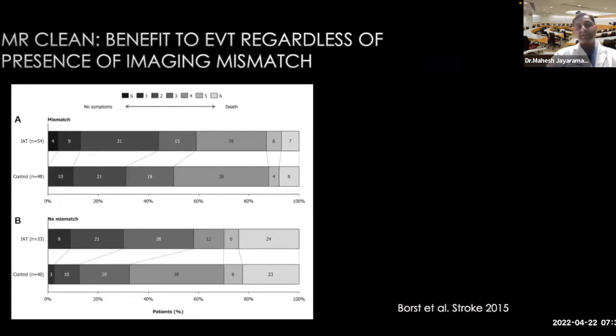Interestingly enough, in the MR CLEAN trial, we showed how the collateral score modified the treatment effect in MR CLEAN. But in the MR CLEAN trial, there was a benefit to thrombectomy regardless of the presence or absence of imaging mismatch on CT perfusion. So mismatch, no mismatch, still treat.